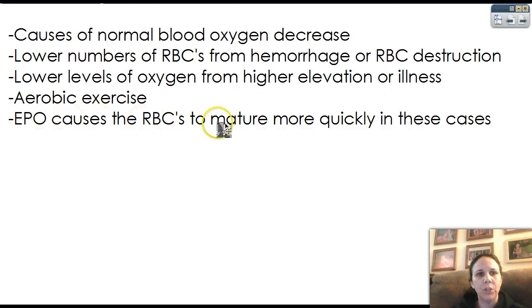And usually what happens is it causes them to mature more quickly.